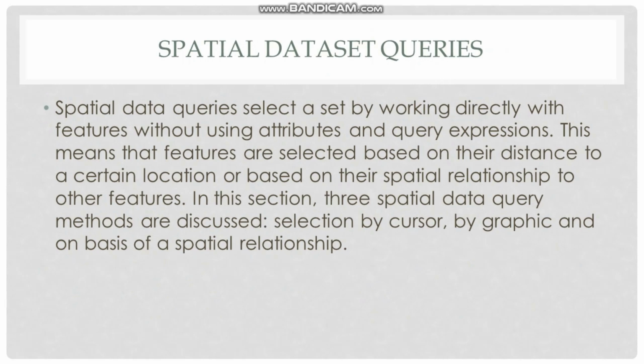Spatial dataset queries. Spatial data queries select a set by working directly with features without using attributes and query expressions. This means that features are selected based on their distance to a certain location or based on their spatial relationship to other features. In this section, three spatial data query methods are discussed: selection by cursor, by graphic, and on the basis of spatial relationship. So we will discuss attribute queries, spatial queries, queries by graphic, and the last one is raster data queries.